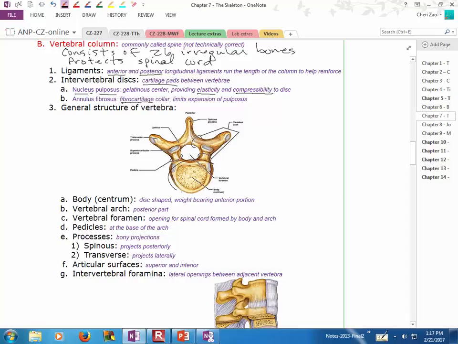So here is the body. It's also called the centrum. That is the weight-bearing portion. It's kind of described as disc shape, and it corresponds with our intervertebral discs above and below them. And this is anterior. And so the arch is a posterior structure. This picture makes the arch look like it's only a half-sided arch. You have to realize it's a two-dimensional drawing of a three-dimensional structure. And so the body and the arch together make up the whole, which is the vertebral foramen.